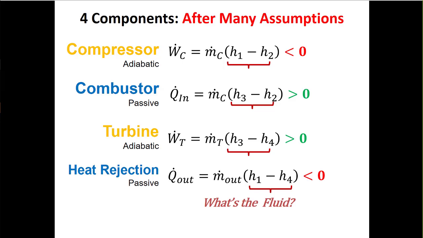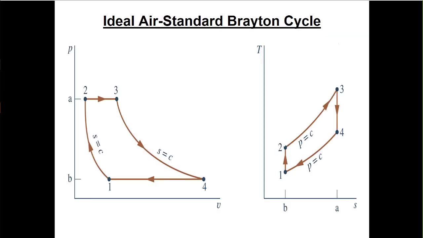Now, this is where it gets different from the Rankine cycle, right? Because we got to say, what's the fluid? And the fluid is an ideal gas, right? So here's my Brayton cycle, right? I'm putting power in, right, in the compressor, right?